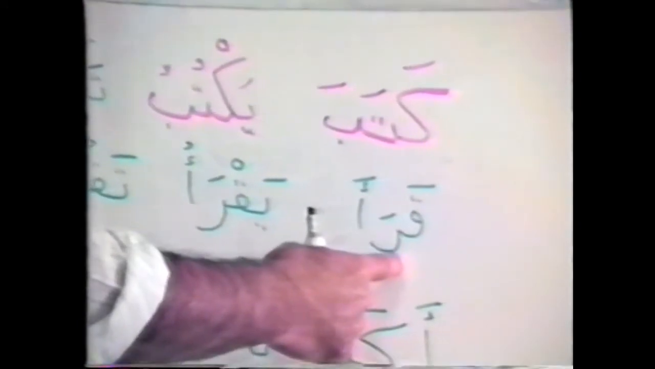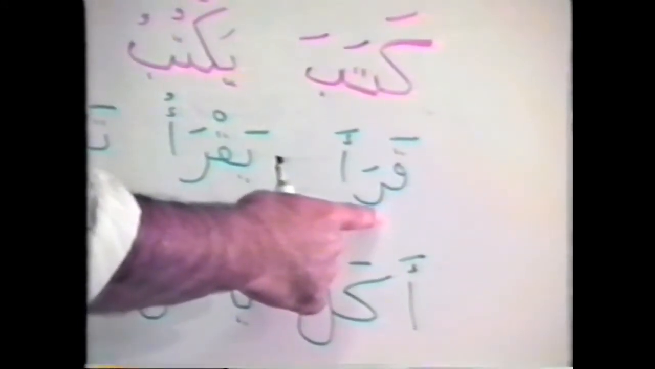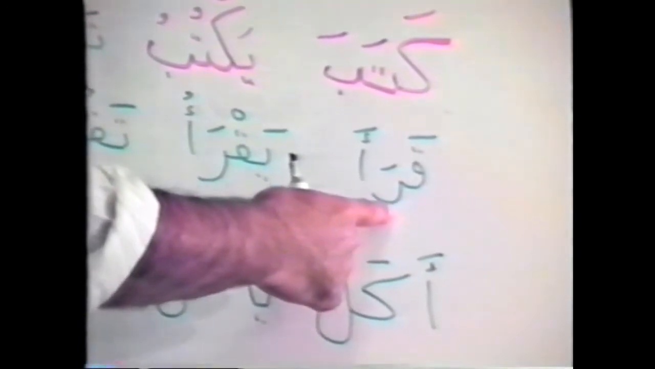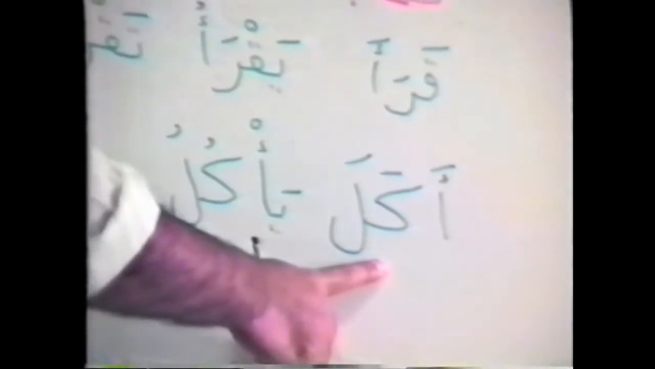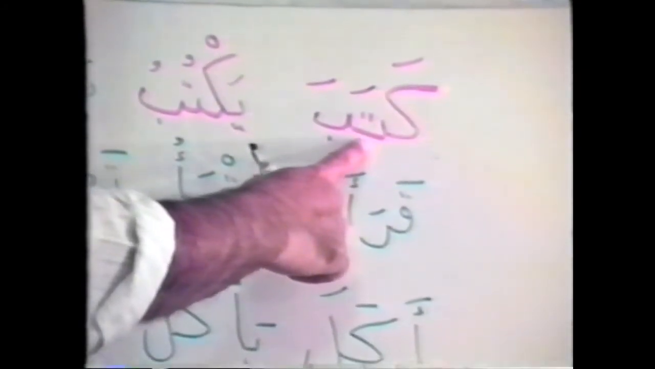For the past tense, he ate. Kataba is the root word, and it is also the past tense, he wrote. Qara'a is the root word, meaning to read, and also means the past tense, he read. Akala, the root word which means to eat, is also the past tense, he ate. Now I want you to notice the similarities. When the root word is kataba, he writes would be yaktubu. Qara'a, yaqra'u. Akala, ya'kulu. And so on.